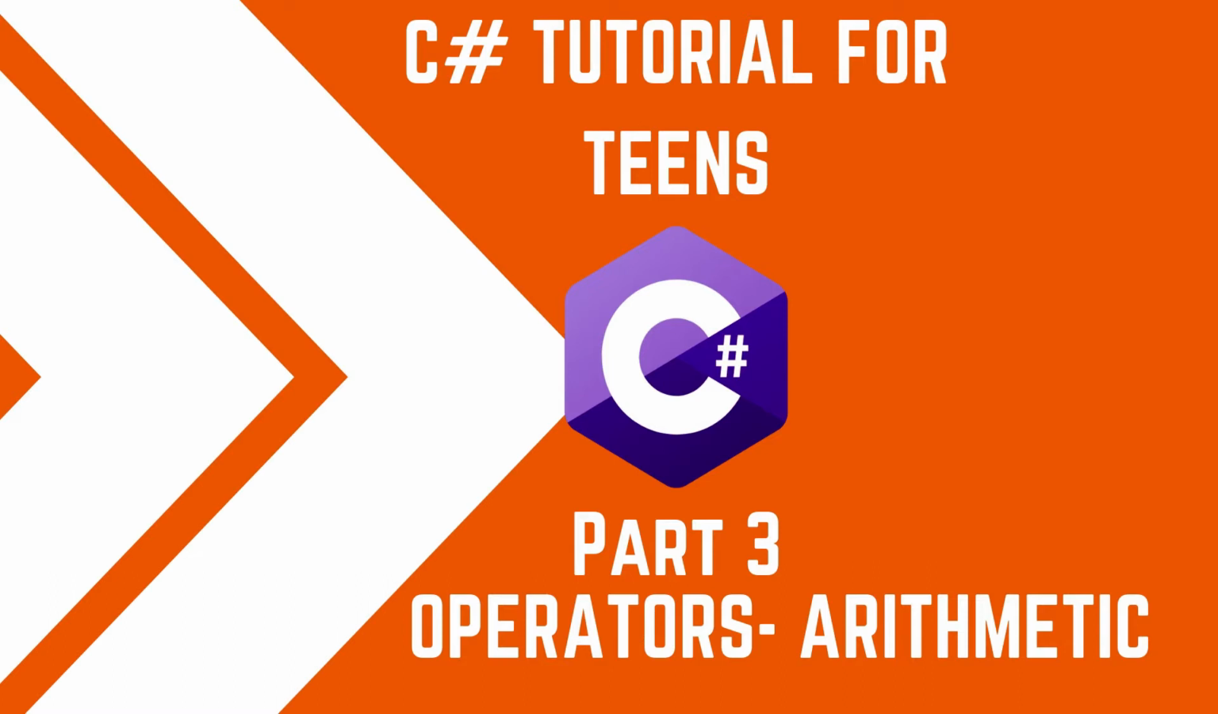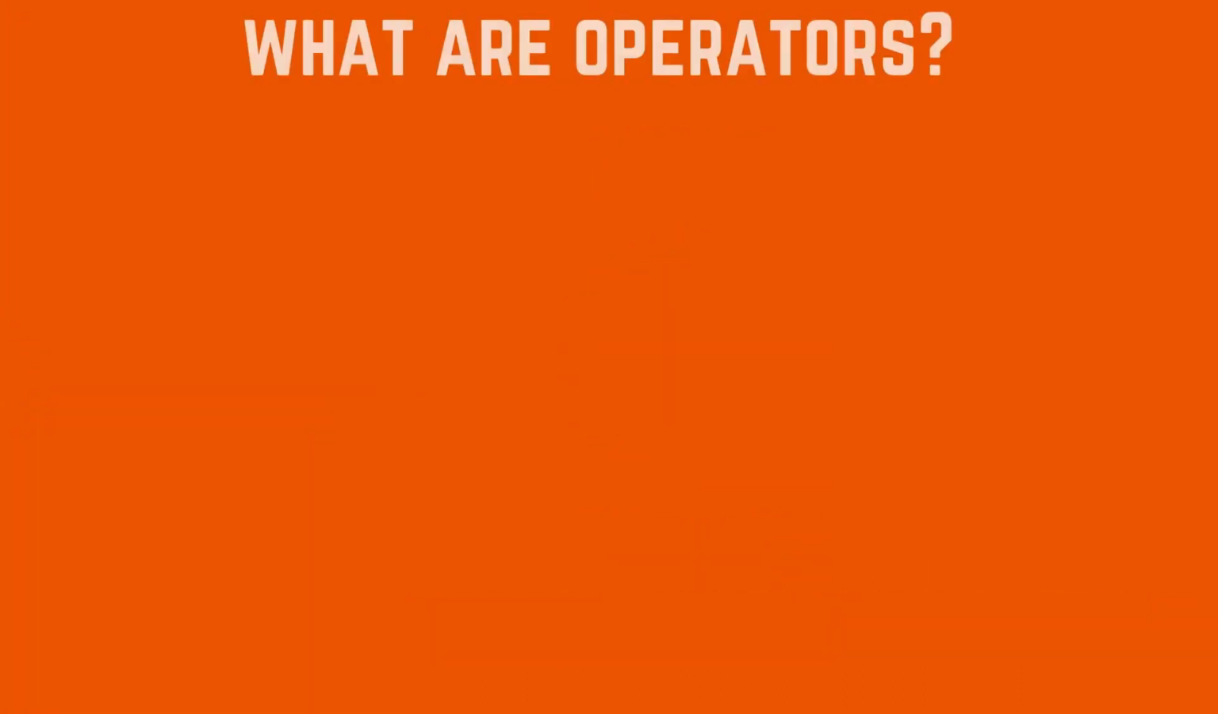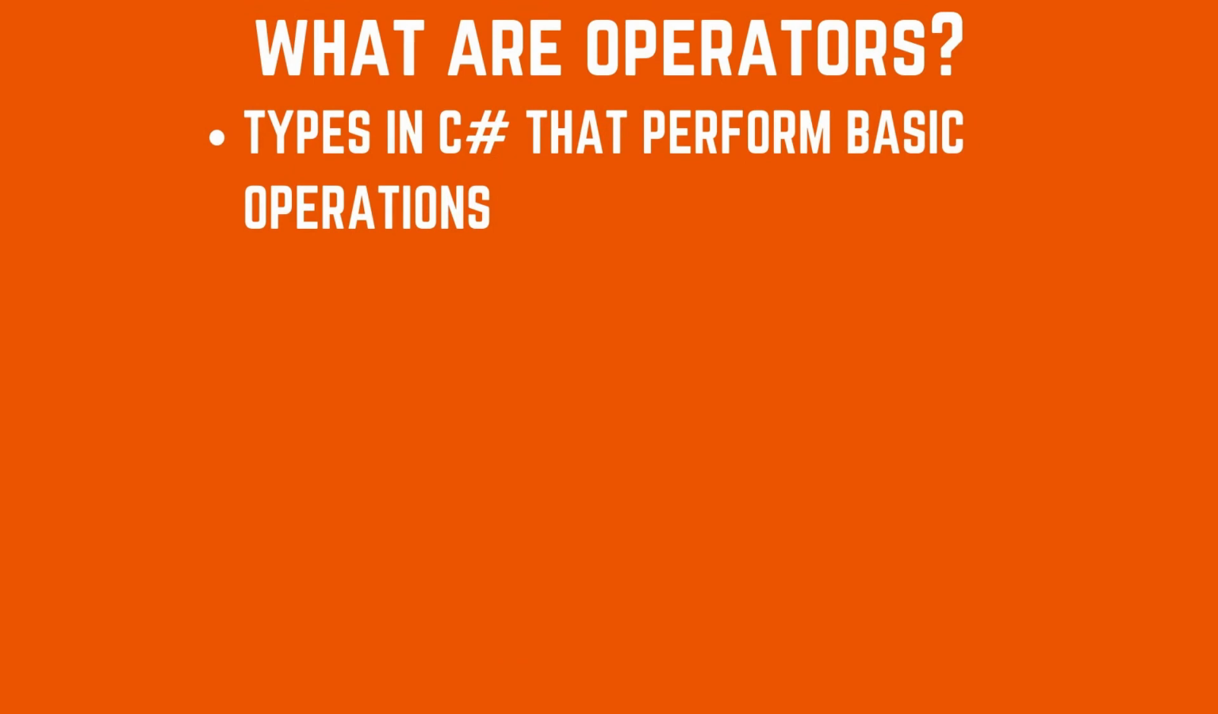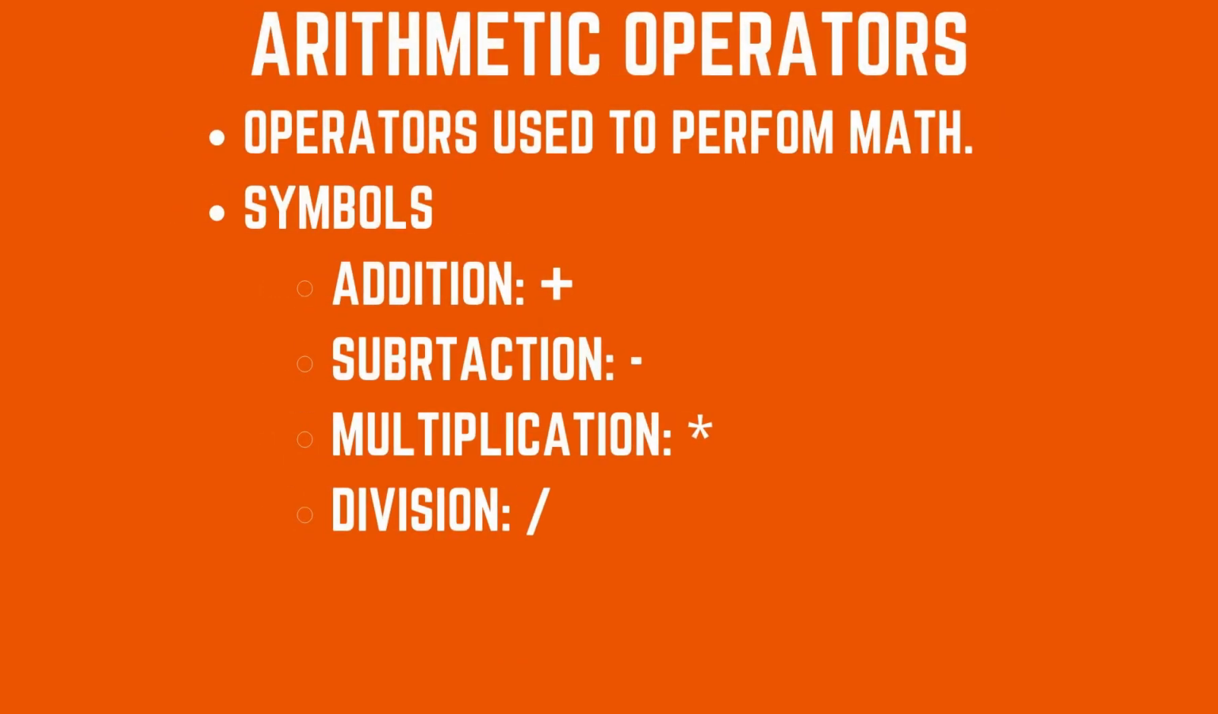In the next few parts we will be talking about operators. First, what is an operator? Operators in C# are types that let you perform basic operations. The first operator we will see is arithmetic. The arithmetic operator in C# allows you to do some basic math. We can add, like we saw before, subtract, multiply, and divide.